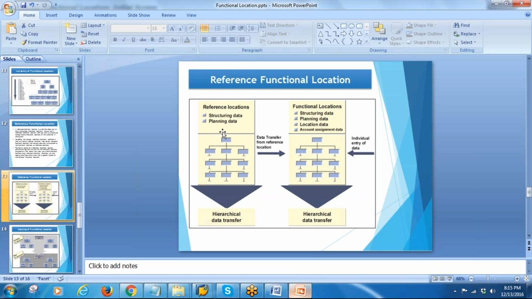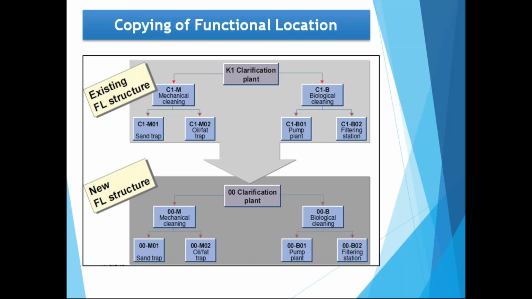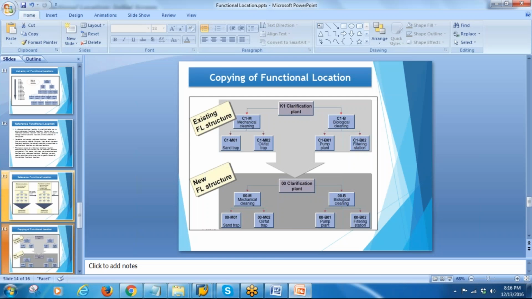Okay, now the next one will be creating a new functional location by using an existing functional location. Suppose I'm creating a new functional location, but its structure is the same as that of an existing functional location. At that time you can do the copy function. That option is also available in the system. Okay, I'll show you while creating.